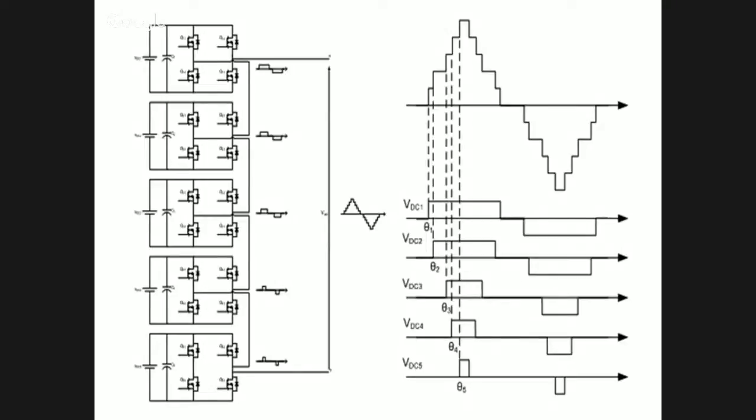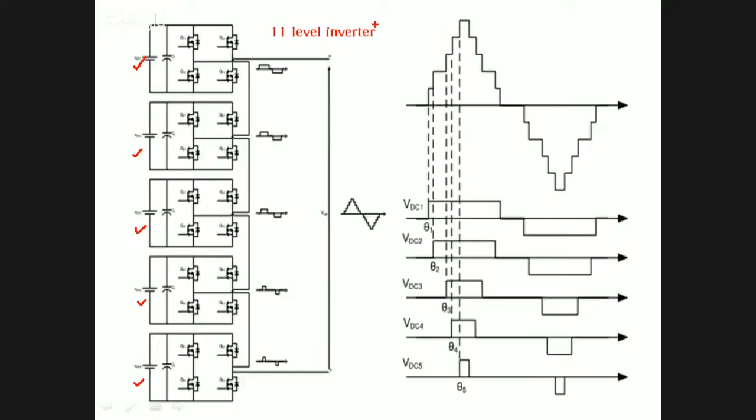So here you can see a multi-level inverter. Multi-level inverter in the sense that there is a DC input here, another DC here, another DC here. There are 5 DC sources. Since there are 5 DC sources, this is an 11 level inverter.